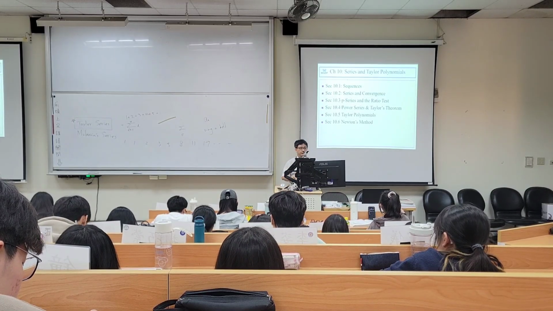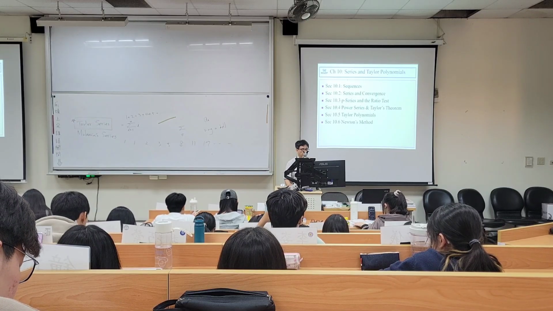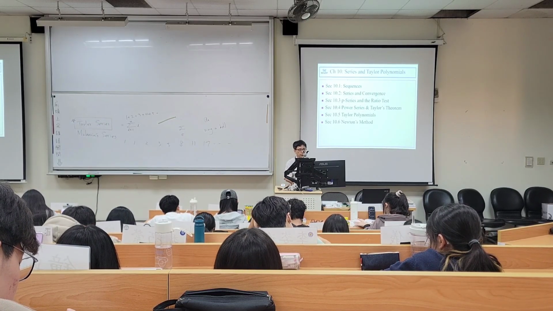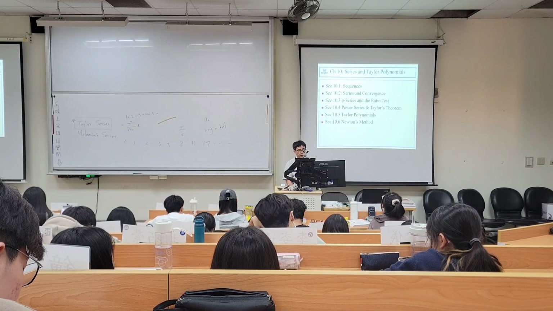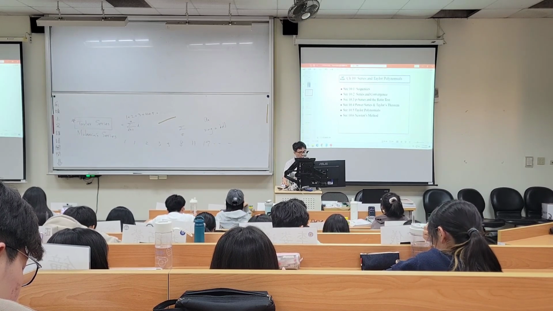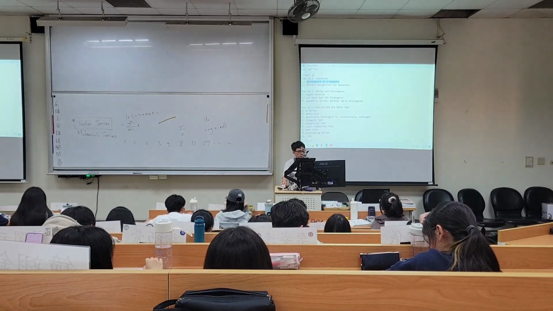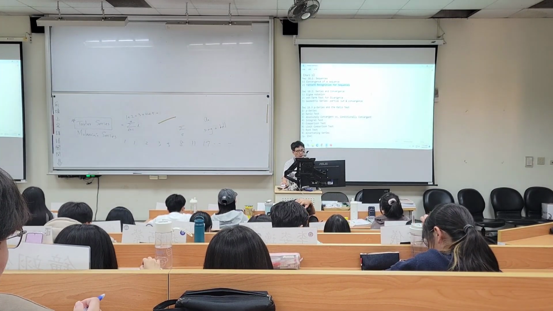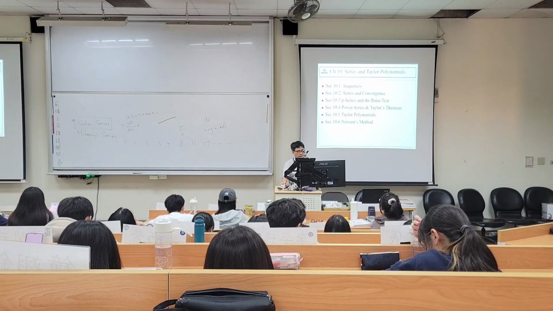Chapter 10 is about series and Taylor polynomials, and there are 6 sections. First, section 10.1 is pretty simple. It's talking about sequences, okay? And like I just said, there are 2 things you need to pay attention to. One is the convergence of a sequence, and the other is how to recognize the pattern of a sequence. Okay, let's begin.